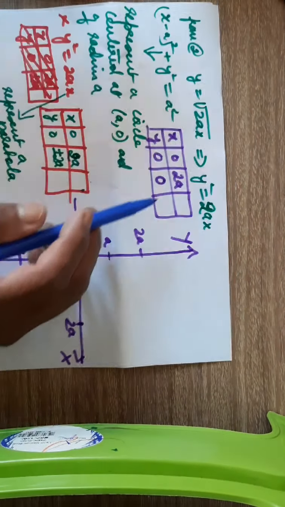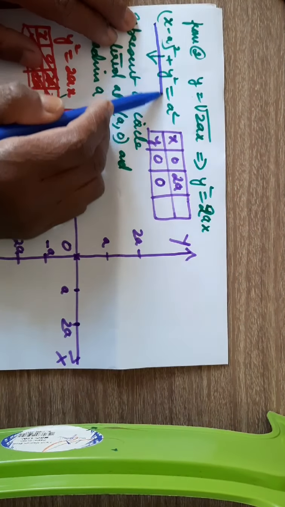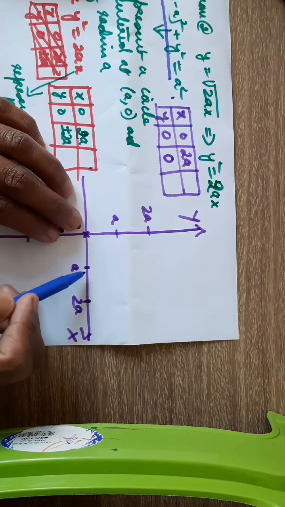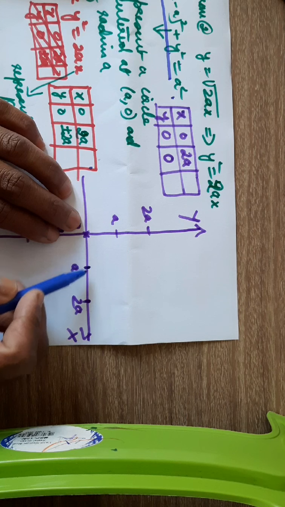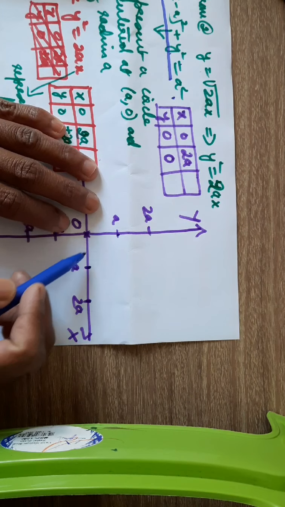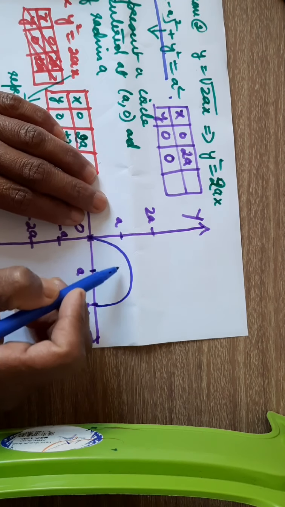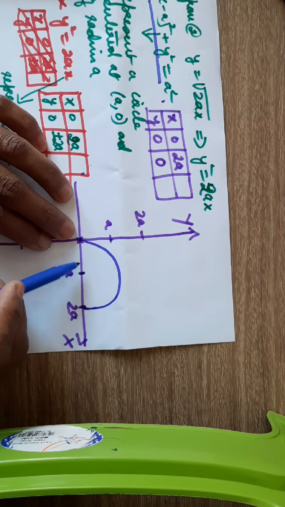So first of all, let us draw the graph of this one. (x minus a) the whole square plus y square is equal to a square will represent a circle centered at (a, 0) and of radius a. So this is a here. So in this case, it will be like this. So this is a circle centered at this one.